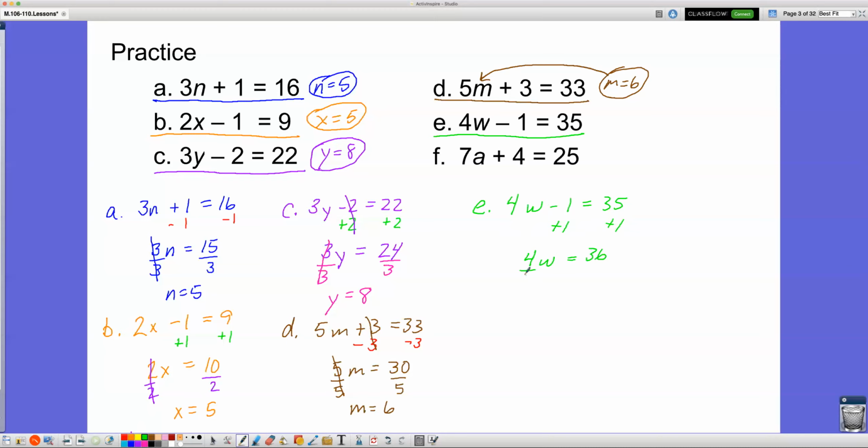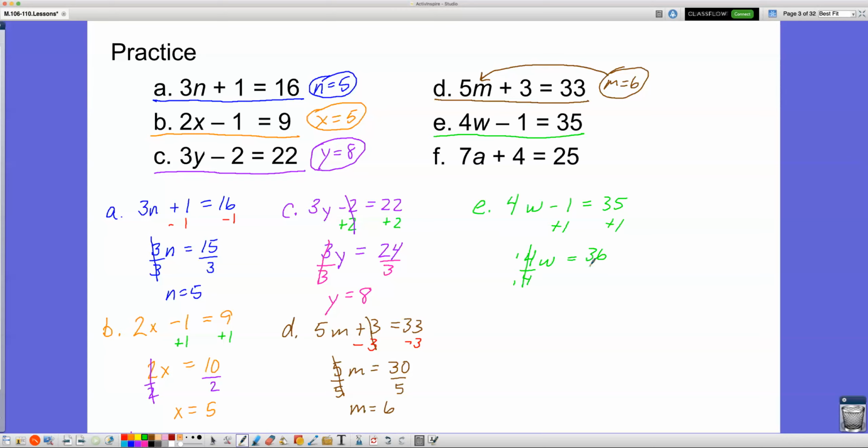And I need to divide by 4 because it's times 4. I'm going to divide by 4. This turns it into 1, essentially. 1 over 1 is the same as 1. And what's 1 times anything? Anything. So 1 times w means it's just w.